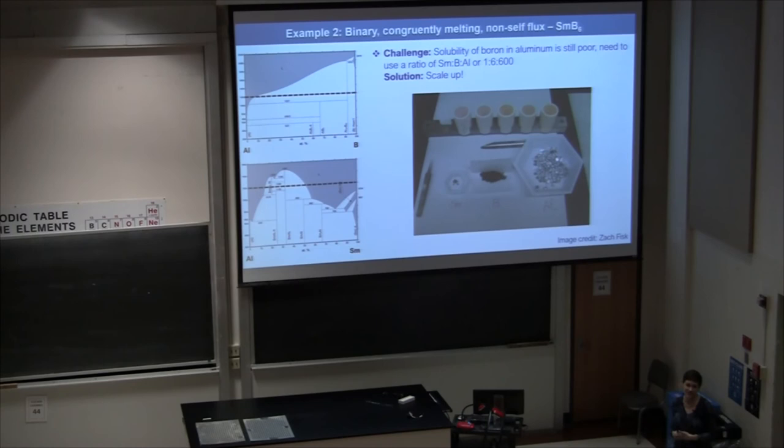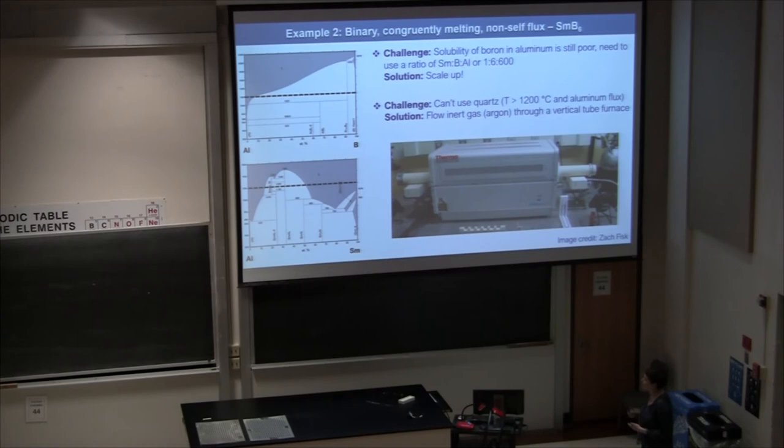Next, we can't go to 1200, we have to go above 1200, so we can't use quartz tubes. So this is where we're going to take a different approach to how we actually set up the growth. Instead of just using a box furnace, we can use a horizontal tube furnace like this and flow an inert gas through it, like argon, or you can use a vacuum furnace. And so in that case, we don't need to seal our growth. We can simply put it into the alumina crucible, leave it exposed, and it won't reach any air because the furnace itself is under either vacuum or an inert environment.